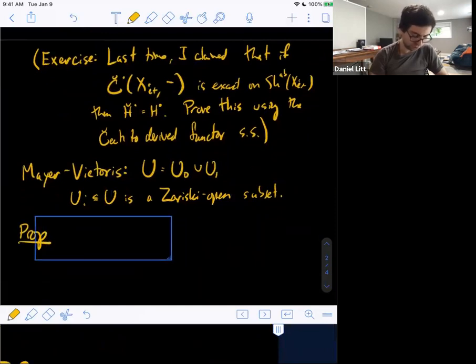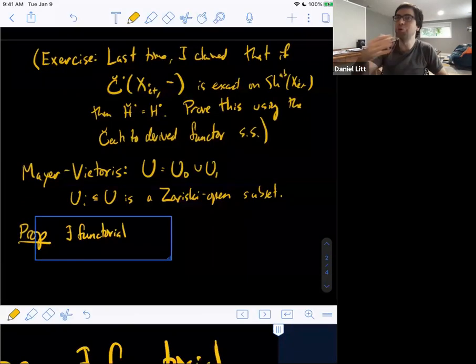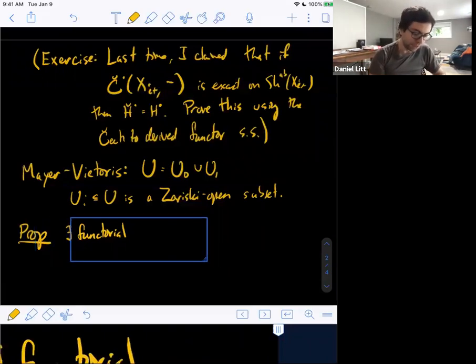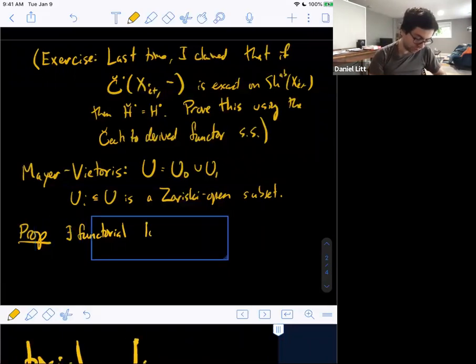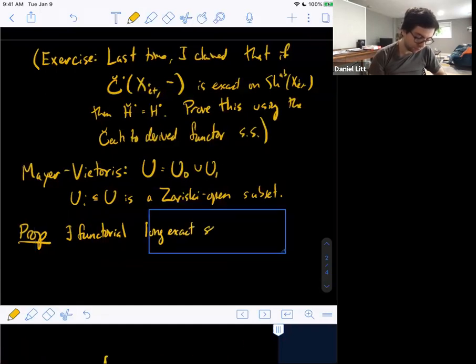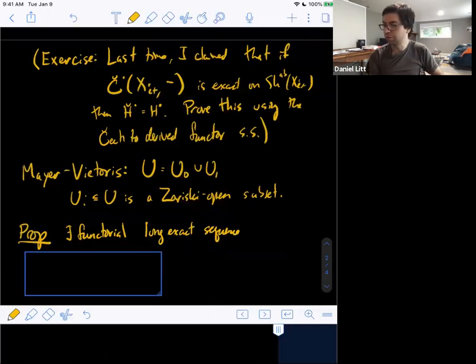So there's a functorial long exact sequence. The proposition is more than that there exists one; it's given in a particular way, but I'll construct it in the proof. There exists a functorial long exact sequence, and it's exactly what you would expect from topology.